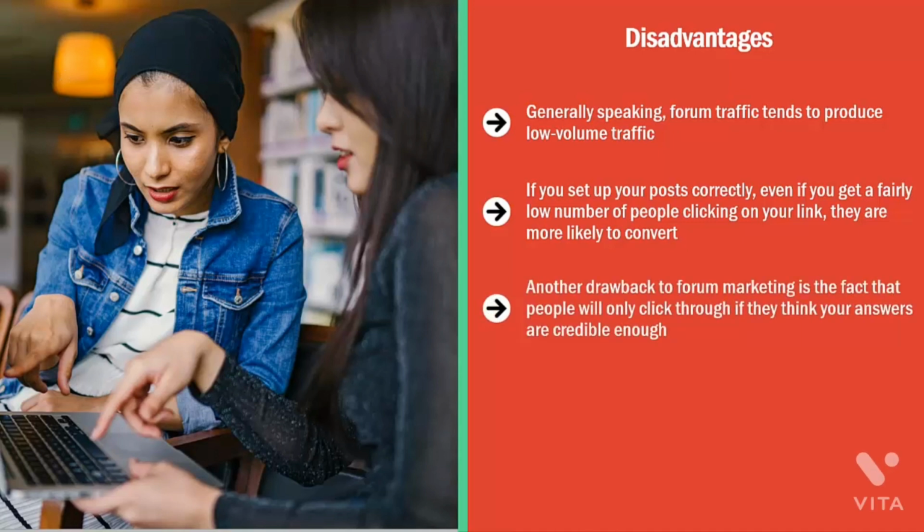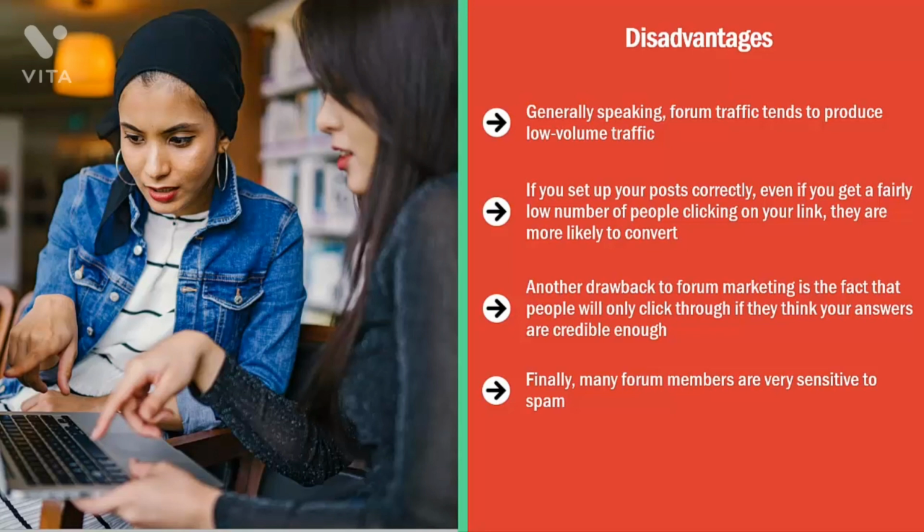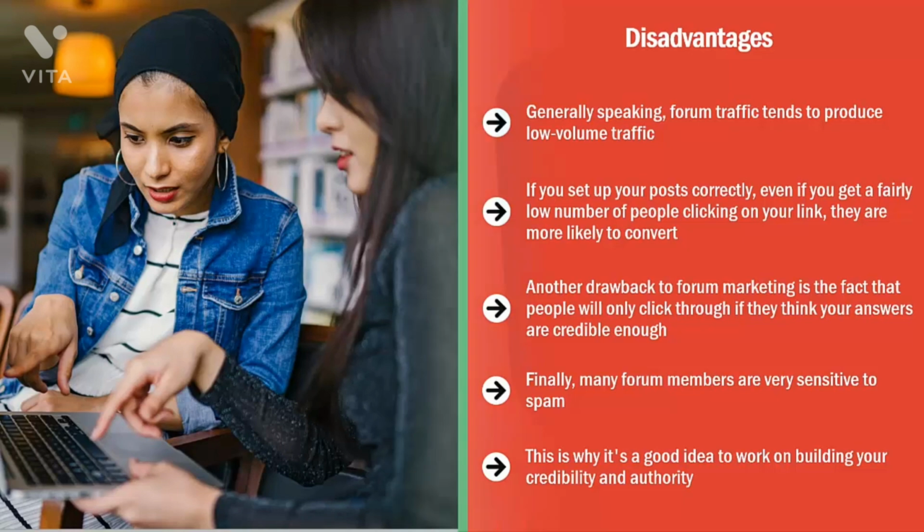Another drawback to forum marketing is the fact that people will only click through if they think your answers are credible enough. It can take some time to build a good level of credibility and authority on forums. In fact, a lot of forum marketers never get to that point. Finally, many forum members are very sensitive to spam. Even if you share the very best third-party content, these people might be skeptical of you. In fact, they might get so suspicious that they petition or pressure the forum administrator to ban you. It all depends on the specific community you are marketing to. This is why it's a good idea to work on building your credibility and authority. Once you've gotten that out of the way, then you have a lot more leeway in sharing links.